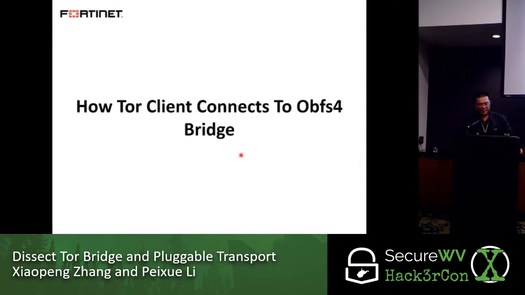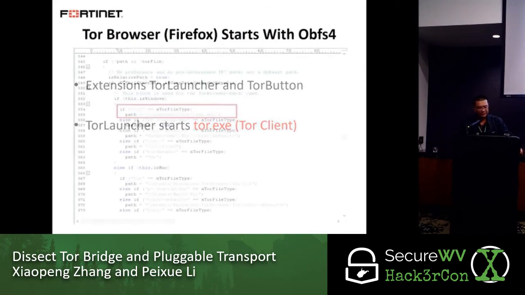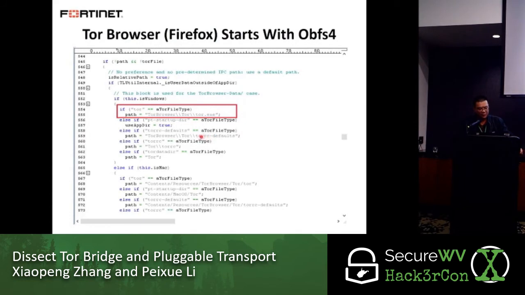Okay, next I will talk about how a Tor client connects to the OBFS4 bridge relay. As we mentioned before, when Tor Browser, that is Firefox, starts, it loads two extensions, Tor Launcher and Torbutton. Tor Launcher then starts Tor.exe, that is a Tor client. This is a code snippet of Tor Launcher showing you how it gets the Tor path. So after that, Tor.exe will be started.